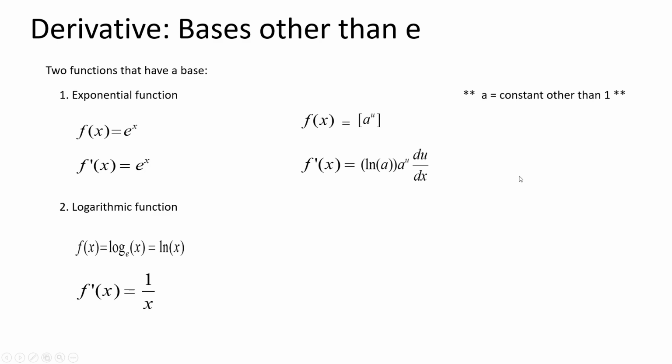So the derivative of a^u is equal to ln a times a^u times the derivative of u. Again, u in this case is your exponent. For the logarithmic function, we're going to notate that with log base a of u. And the derivative is 1 over (ln a times u), that quantity, times the derivative of u.